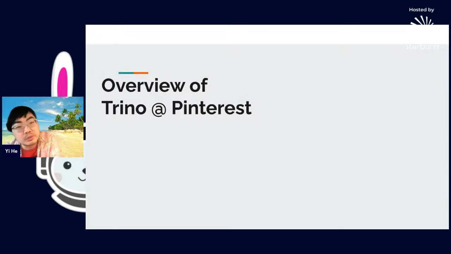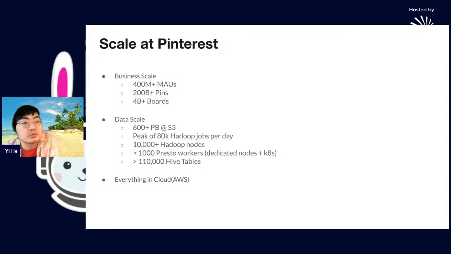So first, let me give you an overview of how Trino is used in Pinterest. From the business scale level, Pinterest has about 400 million monthly active users, 200 billion pins, and more than 4 billion boards. On the data scale level, we have more than 600 petabytes of data stored in S3.